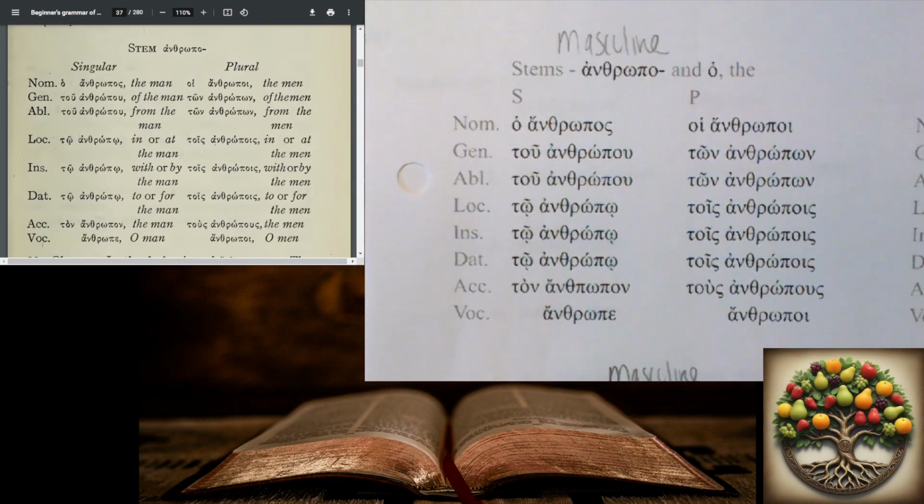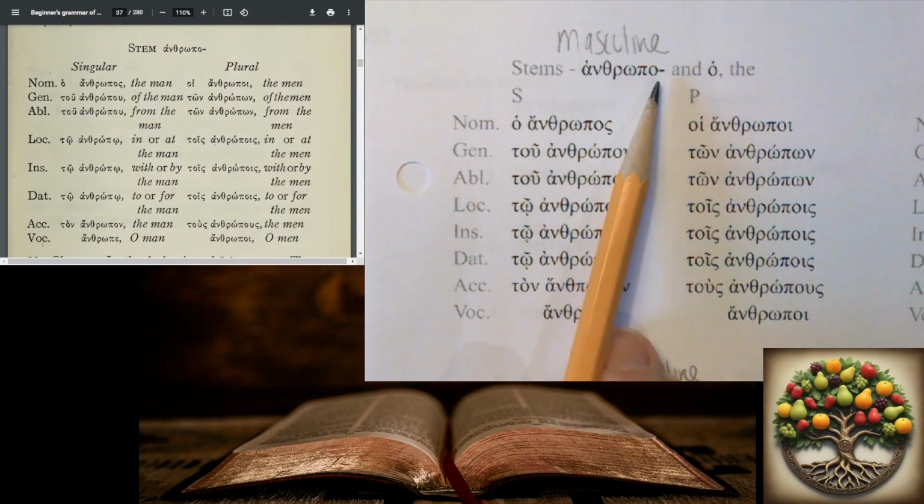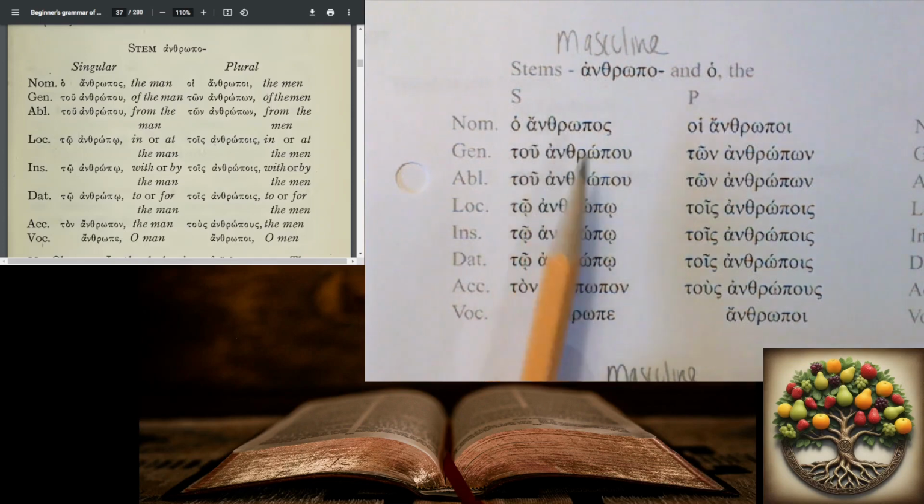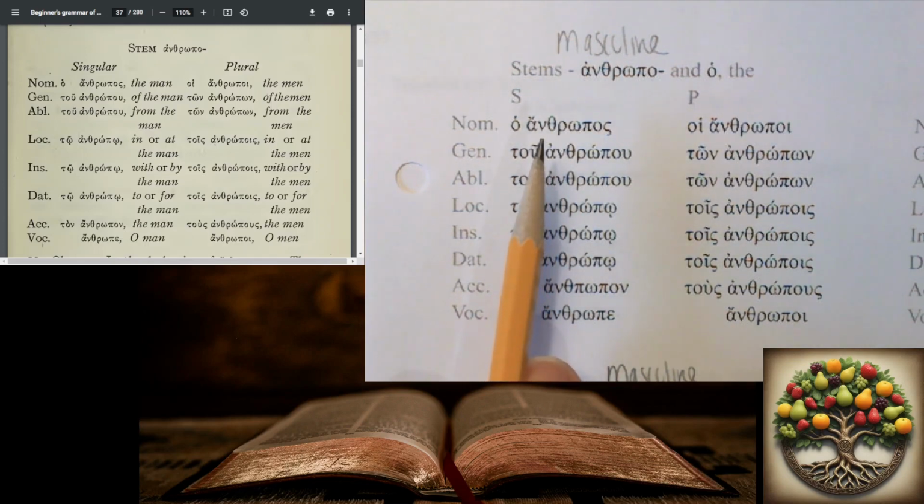All right, so again, we've got the stem. It ends in the omicron. Here we have the nominative singular. We are going to notice that the accent is placed on the first of the 3 syllables of this word. Now that's important because as we change the endings, the accent is going to move and we kind of want to understand what is going on.